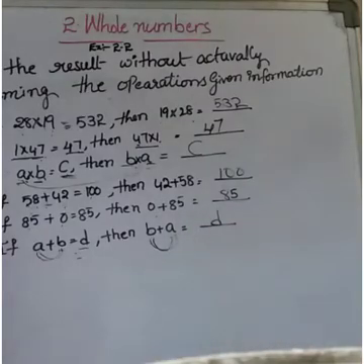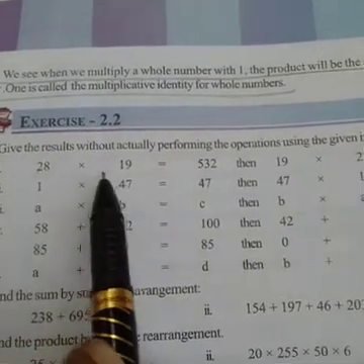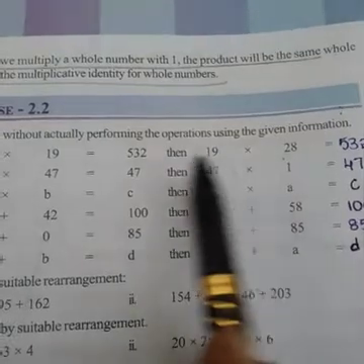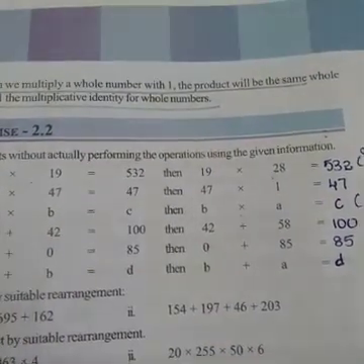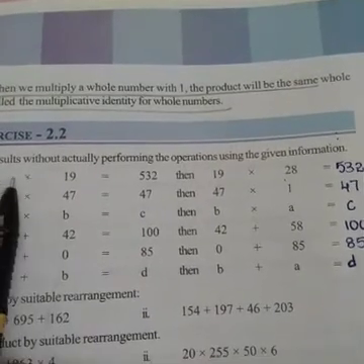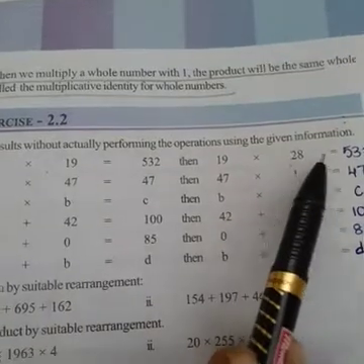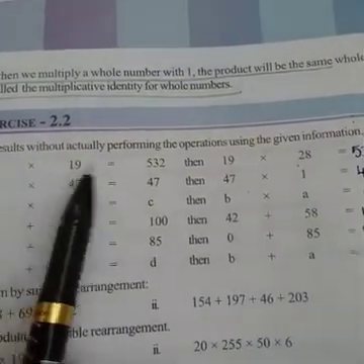Look here children, this is the first one. 28 into 19 equal to 532. 19 into 28 is 532. This is the commutative property under multiplication. When we multiply, we get the same number, only the places change. Okay, is it clear? Commutative under addition.